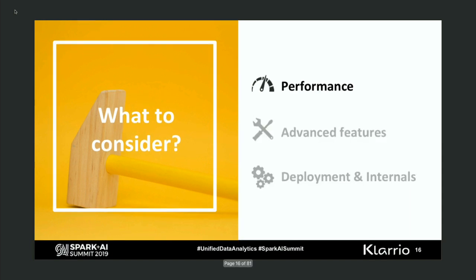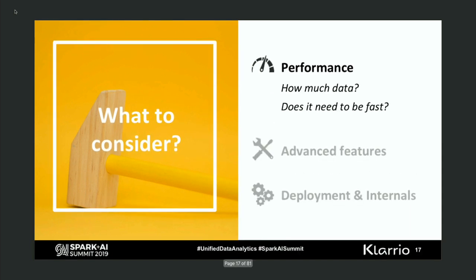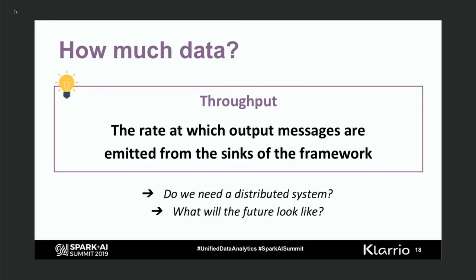So let's start with performance. I listed 2 important questions for performance. The first one is how much data does it need to process? And the second one is does it need to be fast? So if we think about how much data a stream processing framework needs to process, we think about the term throughput. So throughput is the rate at which output messages are emitted from the sink of a framework.